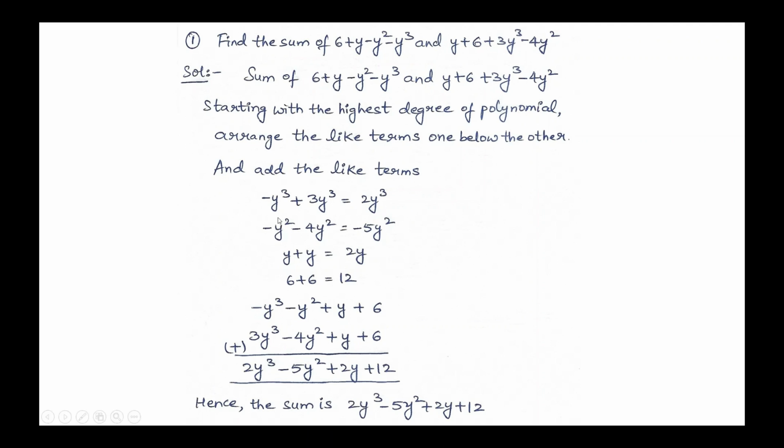And these like terms are minus y cube plus 3y cube is equal to 2y cube, minus y square minus 4y square equal to minus 5y square, y plus y equal to 2y, and 6 plus 6 equal to 12. So the sum of the given two expressions is 2y cube minus 5y square plus 2y plus 12. Hence, the sum of the given two expressions is 2y cube minus 5y square plus 2y plus 12.